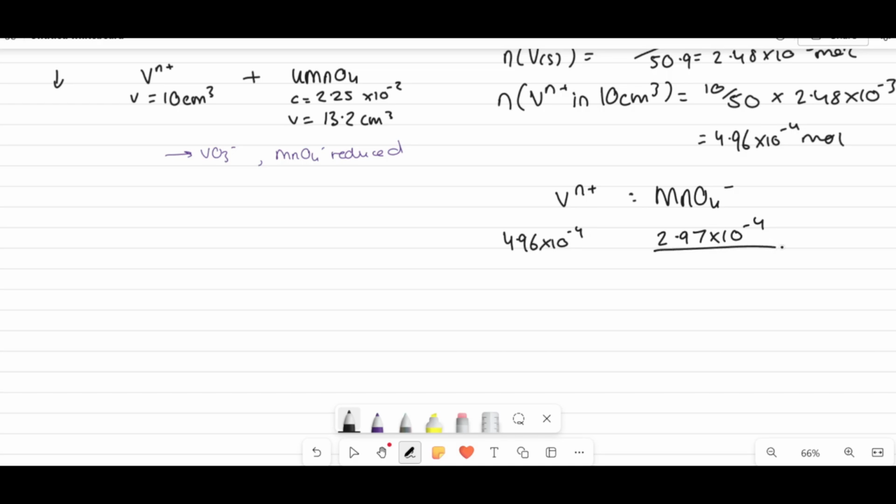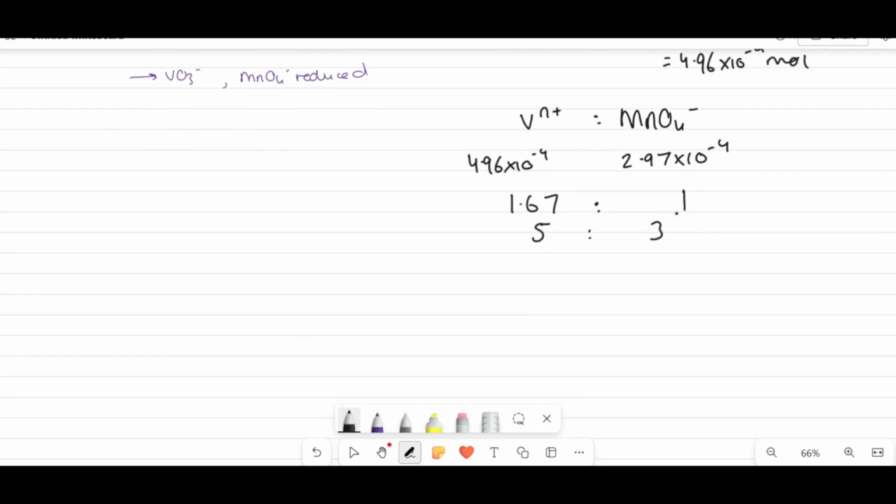So if I divide both sides by this and this, I end up getting 1.67 to 1, which isn't really a pretty number. It doesn't help, right? So just times it up by random things, times it by 1, 2, 3, until it eventually gets to something that looks very, very close, like 4.99999 or something. If you do that, you should eventually get 5 to 3. So now you know that the molar ratio of the Vn+ to MnO4- is 5 to 3, as in 3 moles MnO4- react with 5 Vn+.